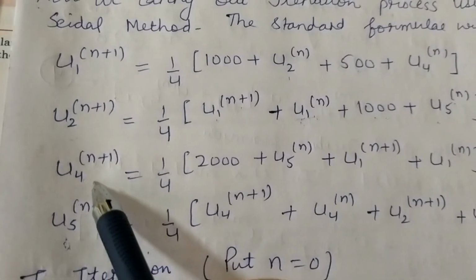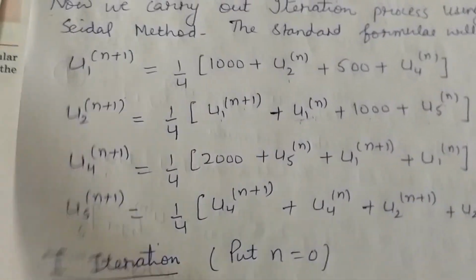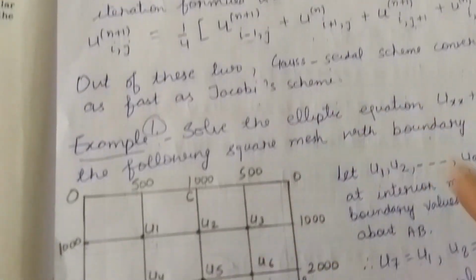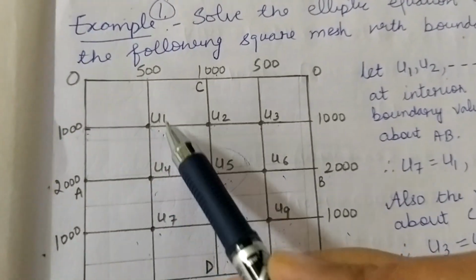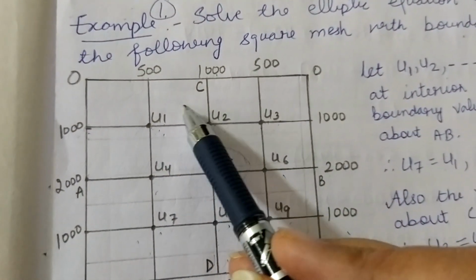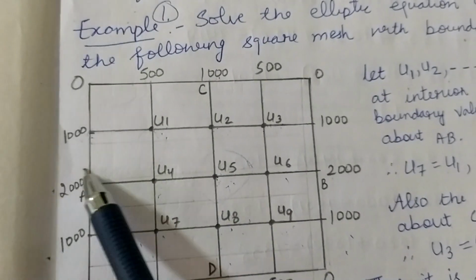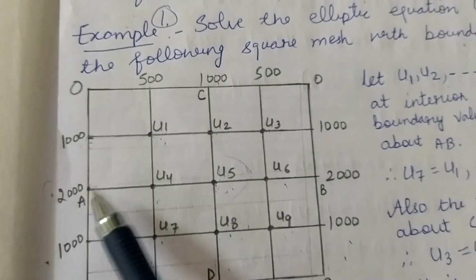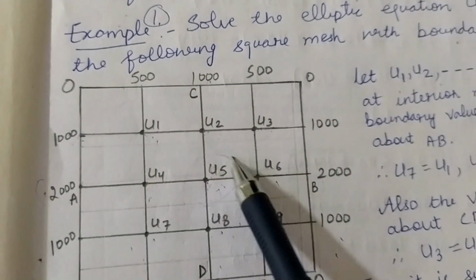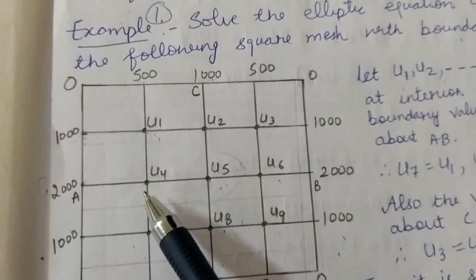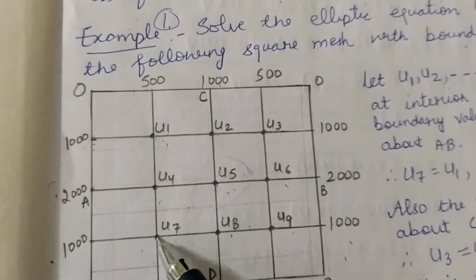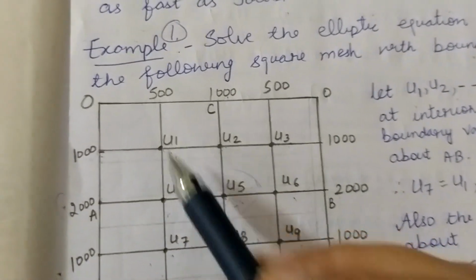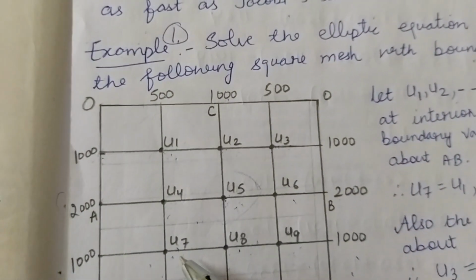Now come here, u4. Now for u4 again I will write down my standard formula. This is u4. So the upside value is u1. It will contain n plus 1. The left hand side value is constant 2000, so it will be as it is. The right hand side value is u5. It will contain n, and the downside value u7, it will contain n. Now u7 is equal to u1. So at the place of u7 I will again write down here u1.